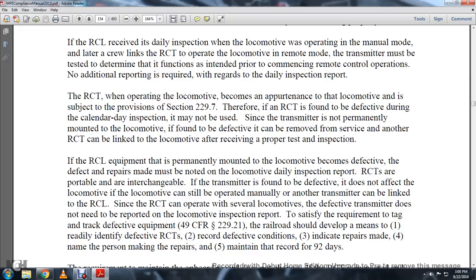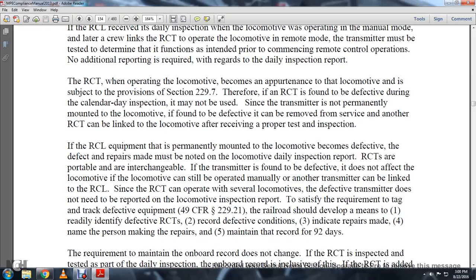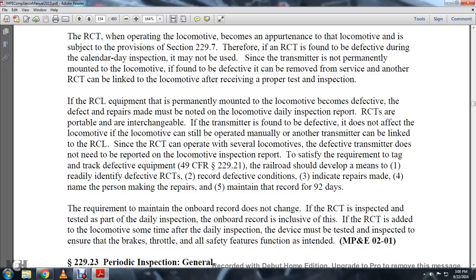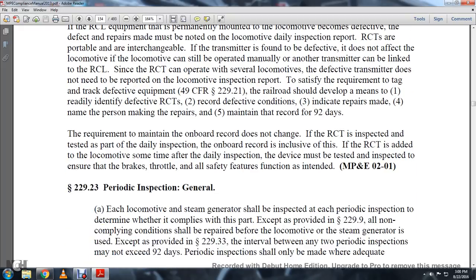To satisfy the requirement to tag defective equipment under Title 49, 229.21, the railroad should develop means of: 1. Readily identifying the defects of the remote control transmitter. 2. Recording defective conditions. 3. Indicating repairs made. 4. Naming the person making the repairs. 5. Maintaining the records for 92 days. The requirement to maintain an onboard record does not have to be changed.